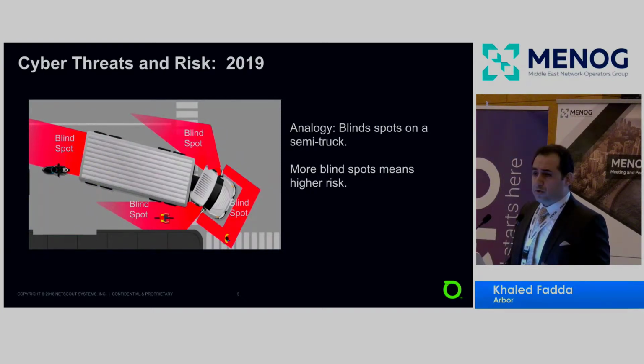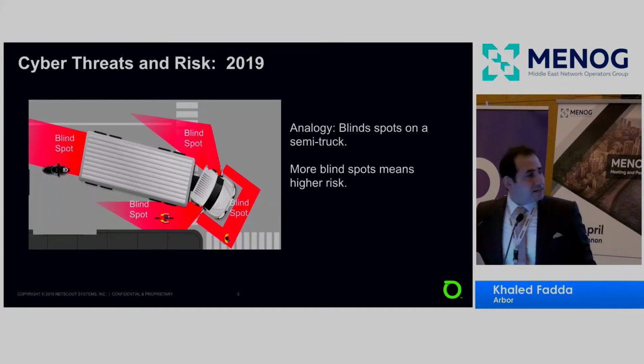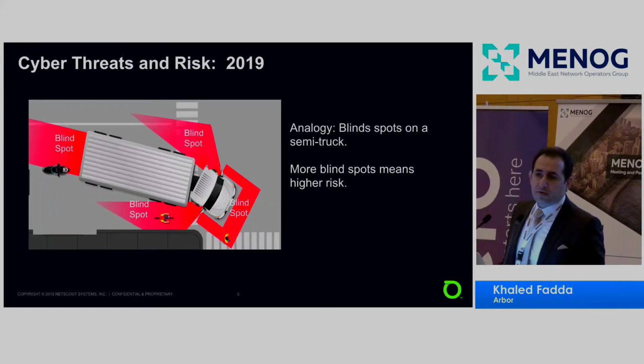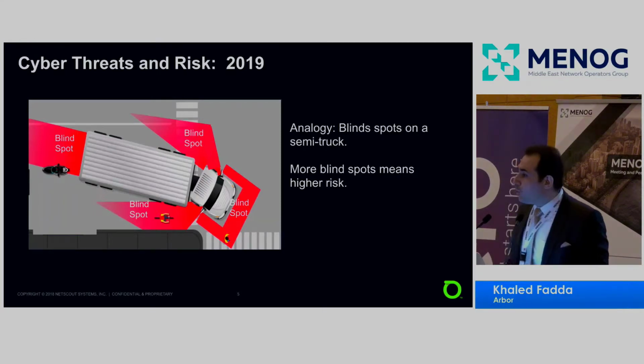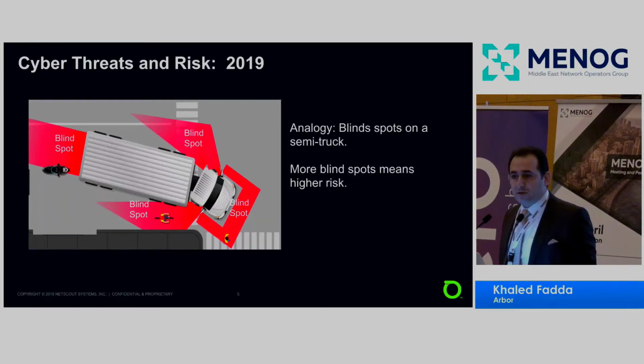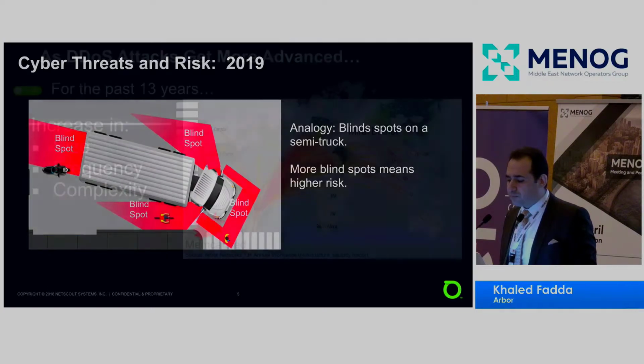I'm trying to compare today's attack to a big truck. In a big truck, we have a lot of blind spots, not like a small car. In a small car, all you need to discover the blind spot is to move your head over your shoulder to the left or to the right to see who's next to you. But in this case, no, the case is really different. So we have to have multiple techniques in order to find that blind spot.